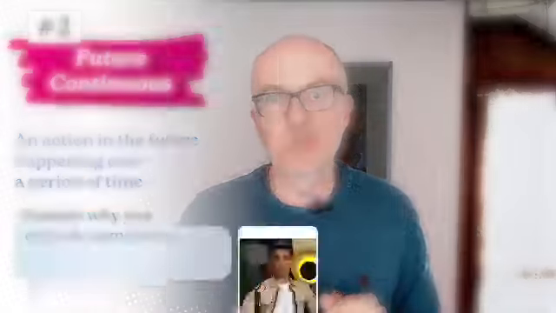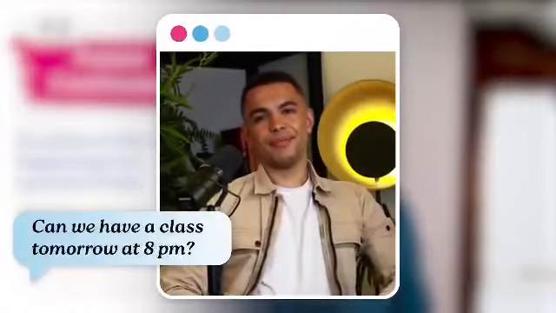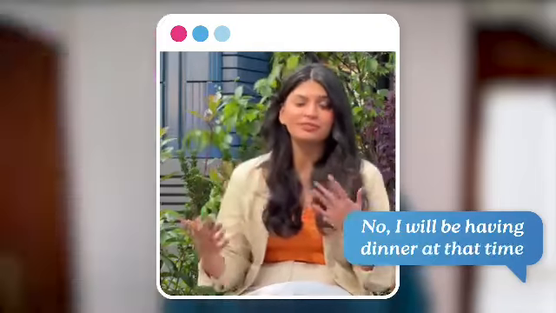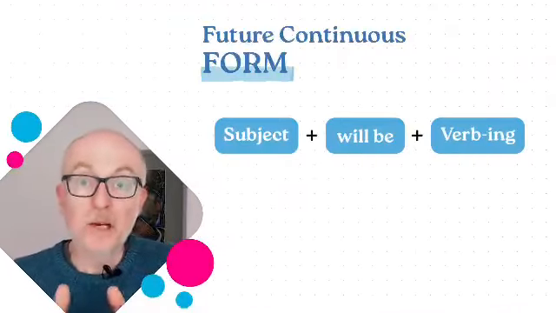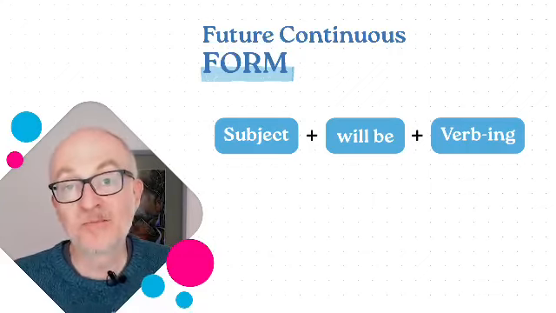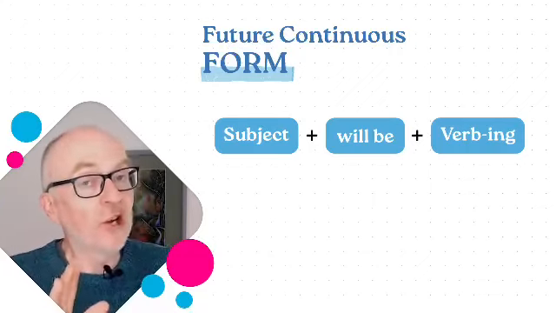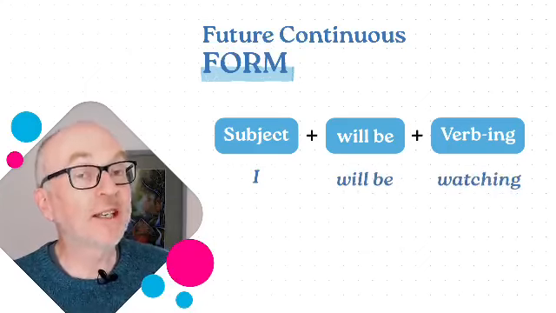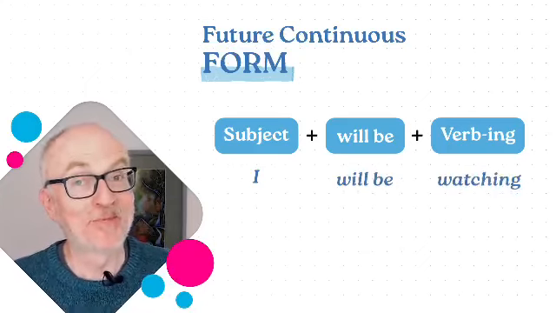For example, can we have a class tomorrow at 8 p.m.? No, I will be having dinner at that time. And in that case, you can imagine me at 8 o'clock eating my food. So it's hard for the other person to insist. The form is subject plus will be plus the verb ing, the gerund. Don't call me tomorrow at 9 o'clock. I will be watching television. Let's move on.